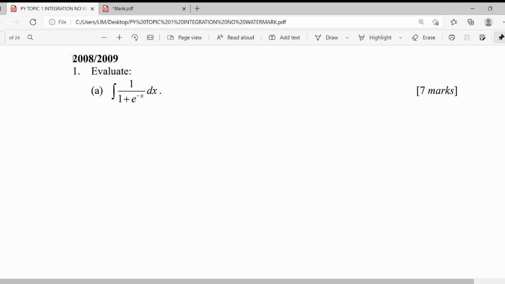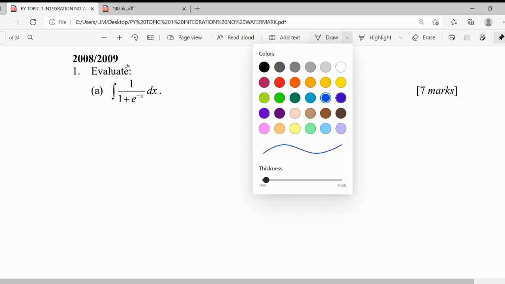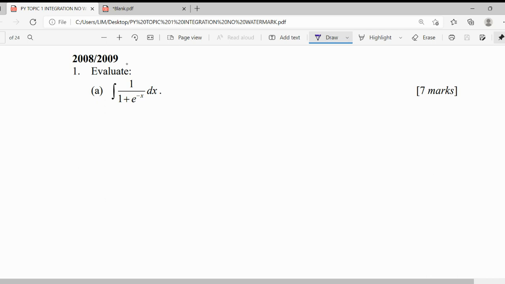So we look at question number 1 for our past year 2008-2009. For this question, how are we going to do it? Remember our technique is simplify. Simplify, then we see formula, then we see technique, Simfortech. For this question, actually we can simplify the negative power here.